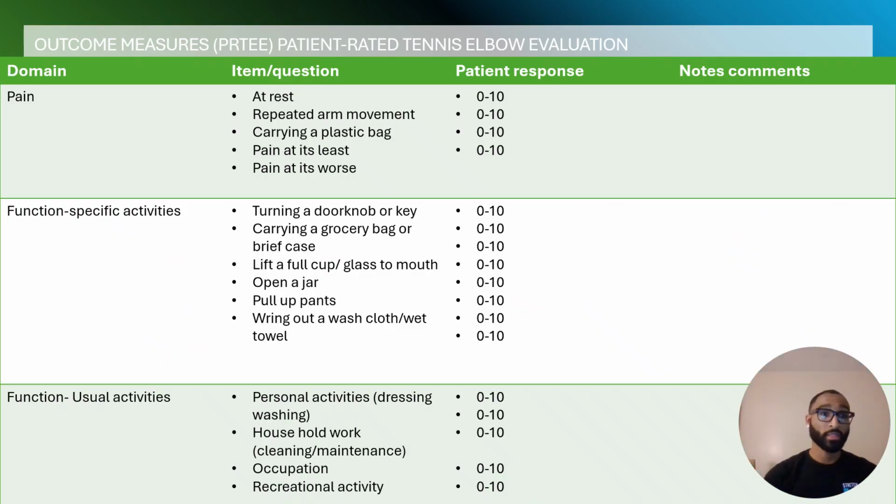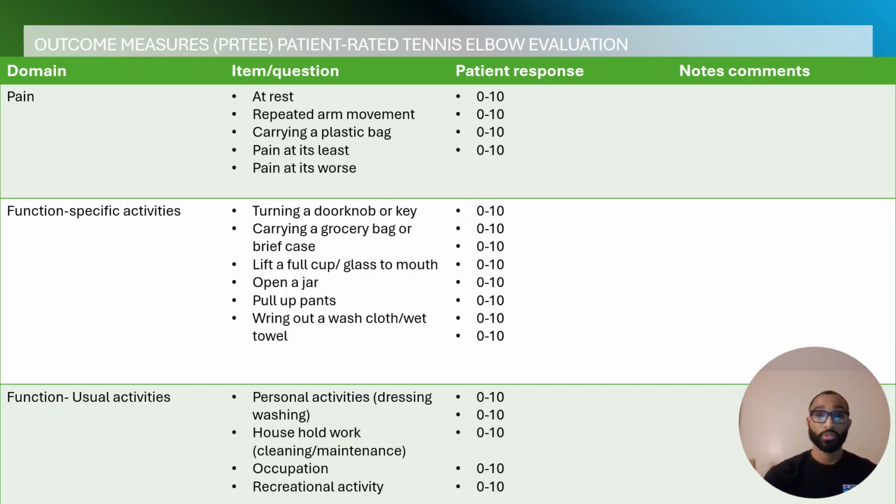Okay, so on this slide, this is an outcome measure for lateral epicondylitis, the pain-rated tennis elbow evaluation form. We've got three different categories in the domain section: pain, functional specific activities, and functional activities. Basically, this is going to be your ADLs, your BADLs, the different categories. I'm not going to go into too much depth, but the patient can rate their pain response, and that gives them a rough estimate of the severity of the condition.